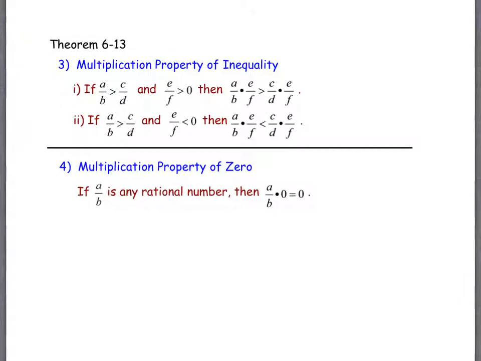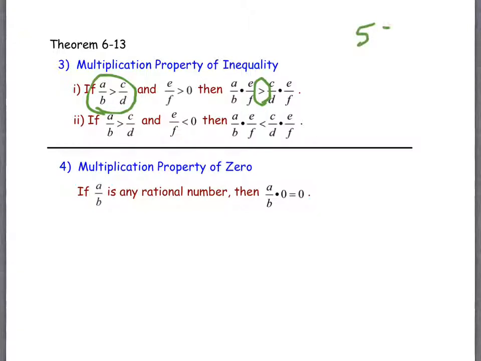All right. A couple more, and then we're going to do an example. Number 3 is the multiplication property of inequality. It has 2 parts. It says that if I have the expression where a over b is greater than c over d, and I have a positive number, if I multiply by that positive number on both sides, the inequality stays a greater than inequality.